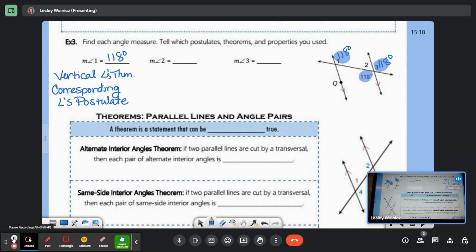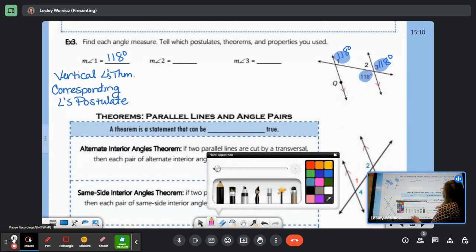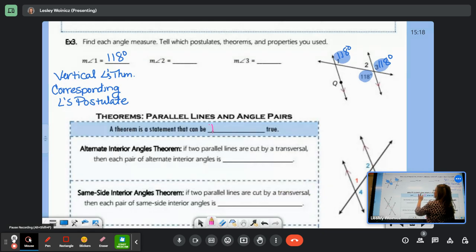Okay, this one is a theorem. A theorem is a statement that can be proven true. Okay, our first theorem is the alternate interior angles theorem.